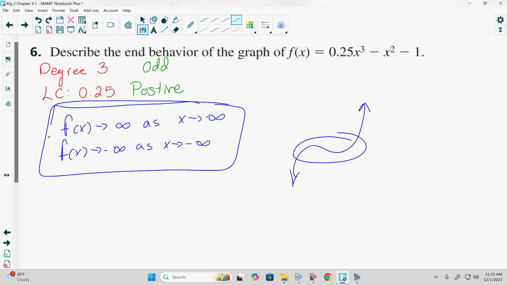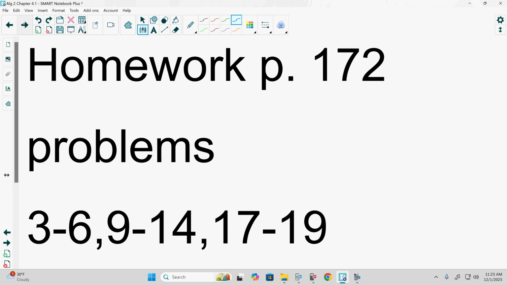So the homework I'm looking for is this. Did that answer your question of why that was negative, positive? Yeah. But that's it. 3 through 6, decide whether the function is a polynomial function. If it's not, we just say not a polynomial. If it is, we need to write in standard form, state its degree, type, and leading coefficient.